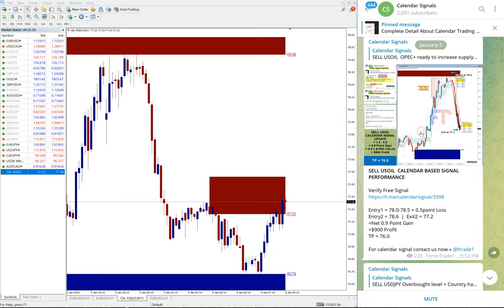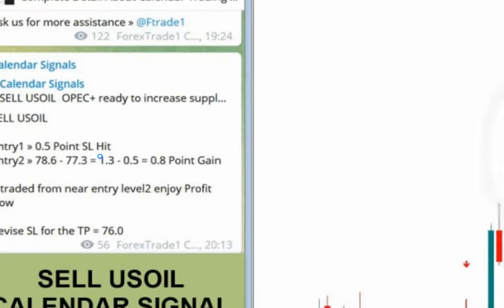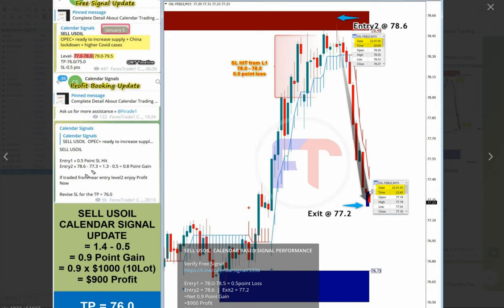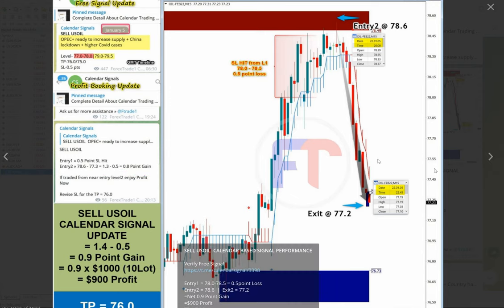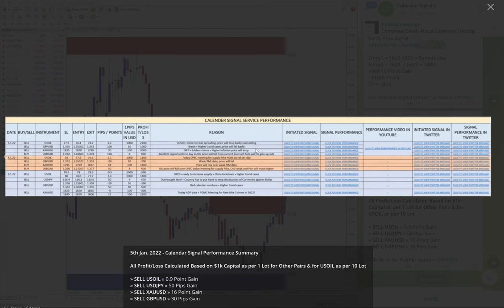What we said here is that from the first entry, this is the signal, you see. Yesterday, at AM GMT, we gave the signal January 5, OPEC ready to increase supply, China lockdown and higher cases. The same signals which I showed you on our Telegram channel. We have taken the screenshot here and the subsequent update is here. And then this is how it moved on the chart. And the first entry was SL hit, 0.5 point loss. Then from the second entry, you see here, 1.3 point gain. And if you deduct the 0.5 point loss, then 0.8 point net gain. And that is what we have detailed in this image here. And the same you can see on our performance update here as well.